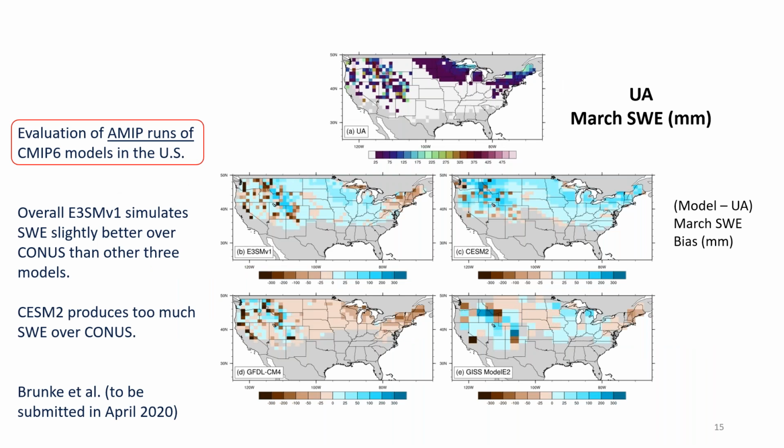Top panel shows the UA March SWE climatology, and the bottom panel shows the March SWE biases from 4 American models. Here I want to emphasize, we look at the AMIP runs of 4 American CMIP6 models: E3SM, CESM2, GFDL CM4, and GISS model E2.1. The overall impression is that E3SM simulates SWE slightly better over the Rockies than the other 3 models, and CESM2 produces too much SWE over the Rockies.